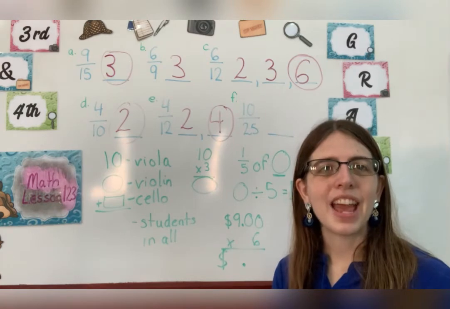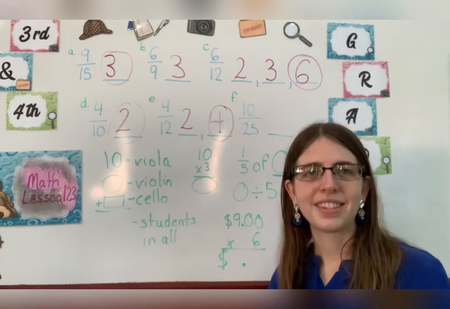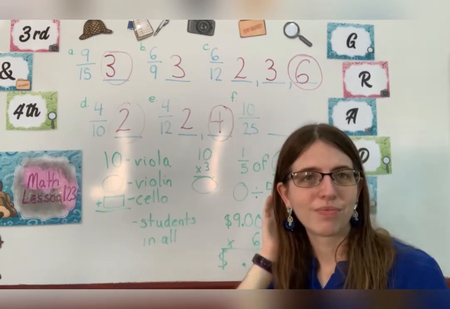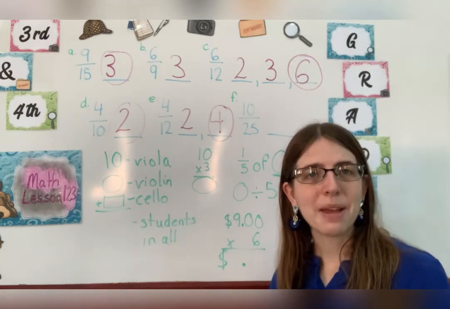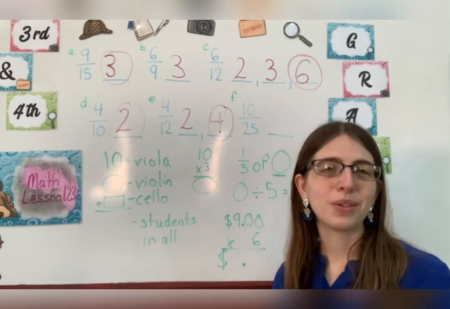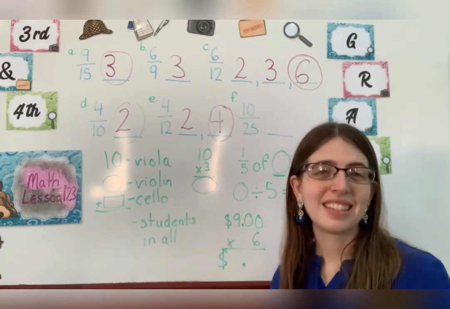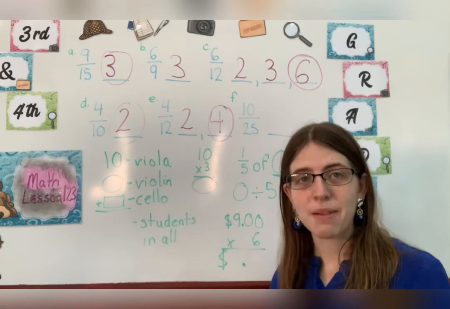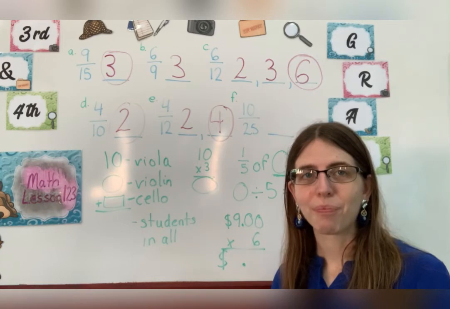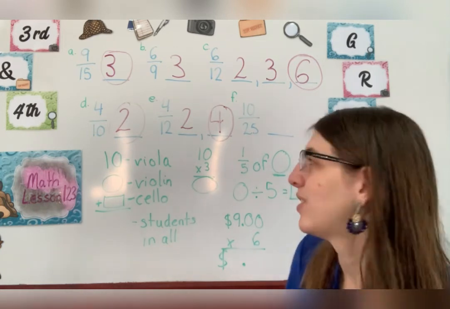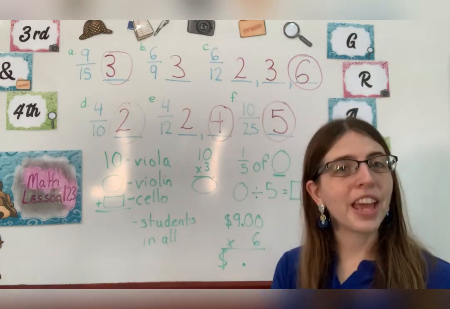Okay, now let's look at 10 over 25. Can I divide 10 by 2? Yes. Can I divide 25 by 2? No, so it's not 2. How about 3? Can I divide 10 by 3? No, so it's not 3. How about 4? Can I divide 10 by 4? Still no. How about 5? Can I divide 10 by 5? Yes. Can I divide 25 by 5? Yes. So my answer is 5. So that's the number I'll use because it's my only option.